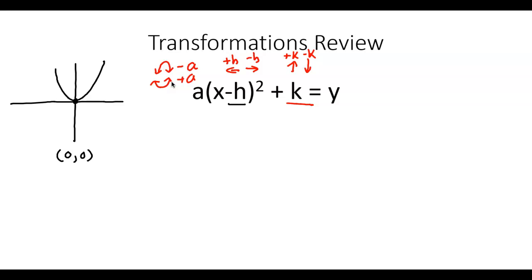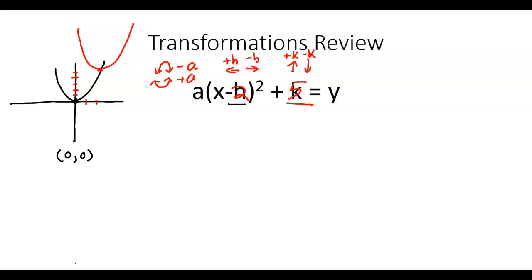All right. Now, the vertex was 0, 0, right? So if I were to move this h units over and k units up, like let's say, don't write this, but let's just say I had a 2 here and a 5 here. I would go 2 units to the right, and I would go 5 units up. So the vertex will go over 2 and up 5. The whole graph goes over 2, up 5.